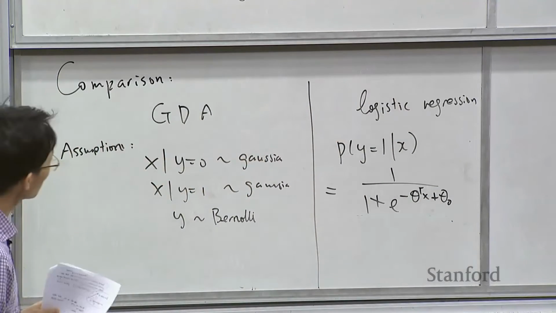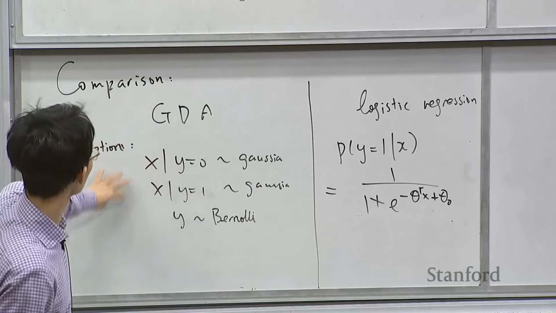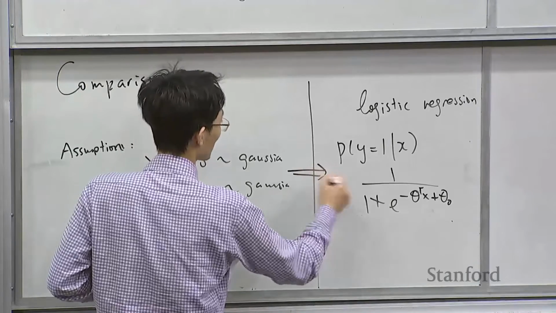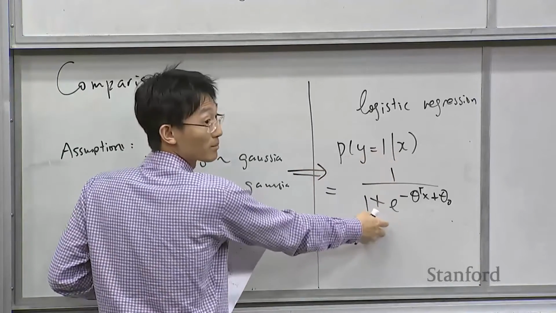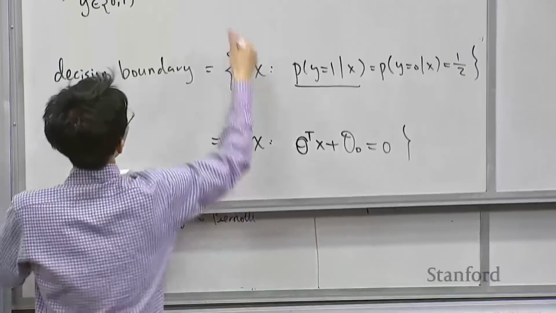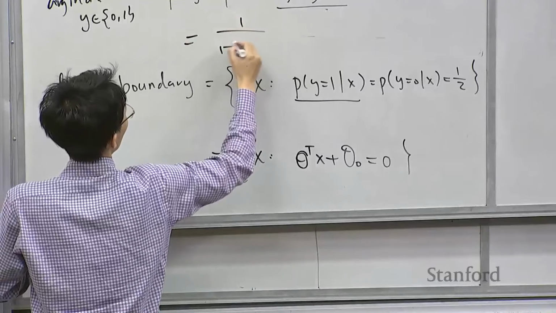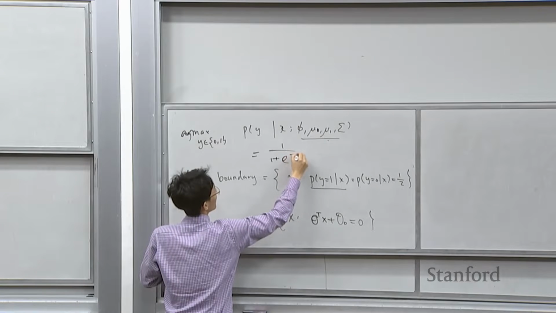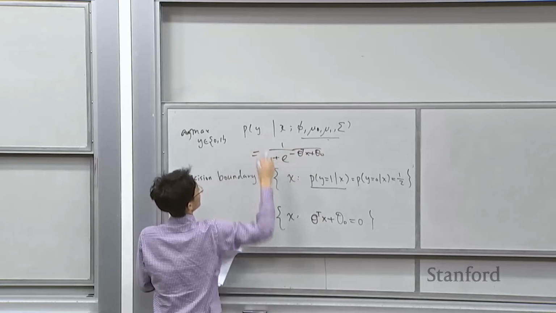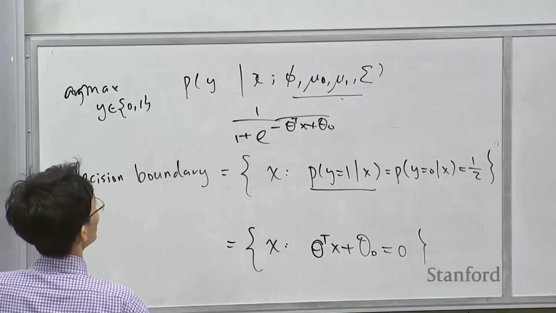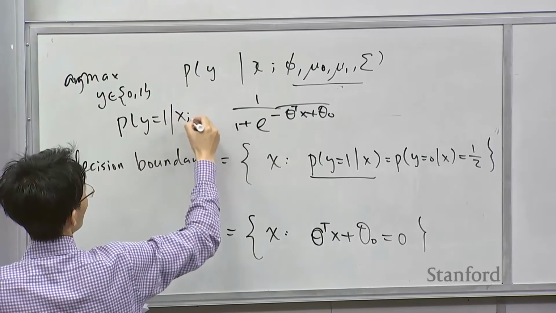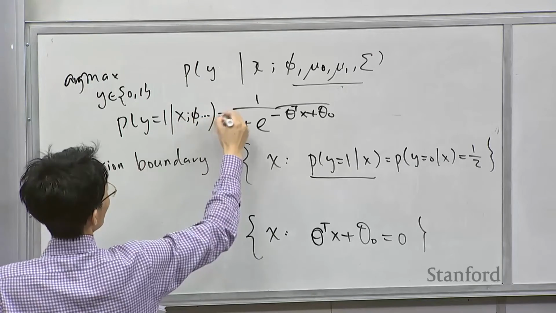So basically, you can see that for GDA, you assume this bunch of things, and you find out that it implies that Y given X has this form, right? Recall that, maybe I didn't write this, but this equals 1 over 1 plus e to the minus theta transpose X plus theta 0, right? So let's say, how do I write this? P of Y equals 1 given X.